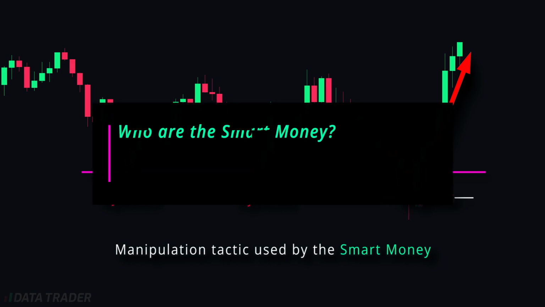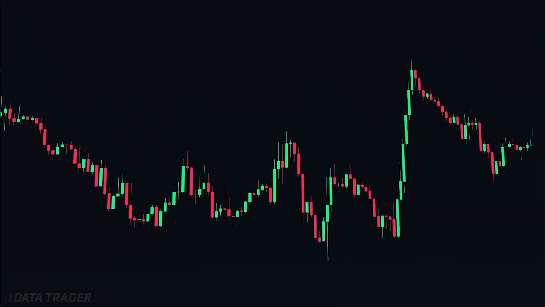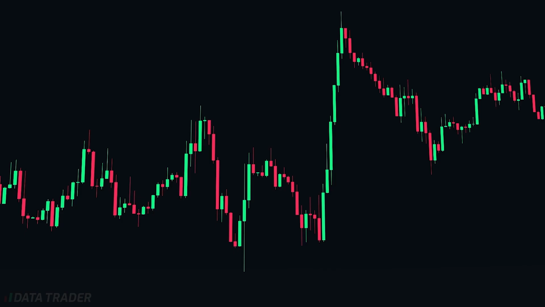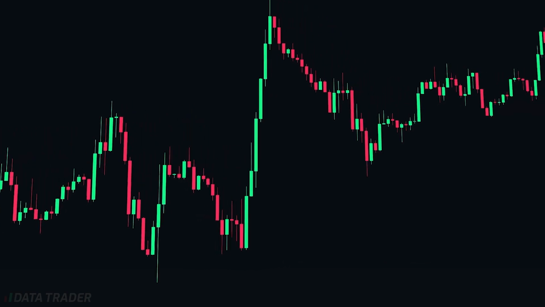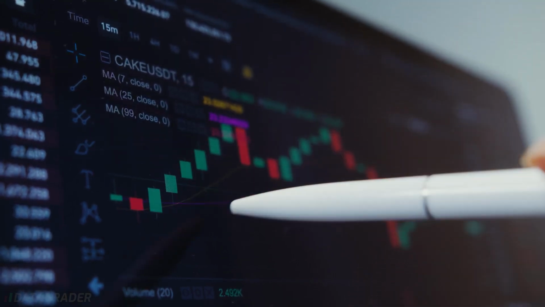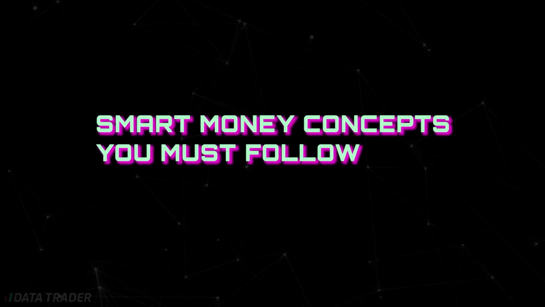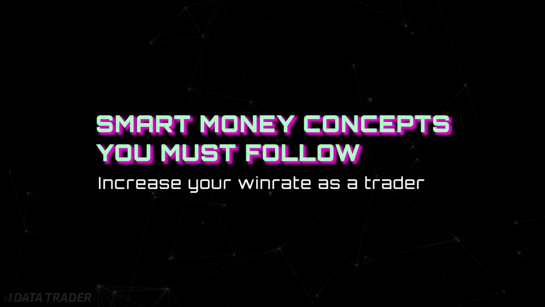And so, who are these smart money exactly? Smart money are actually investors that have large sums of money. Think of it like the big banks, institutions, or hedge funds. Because these investors have a large amount of capital to trade, they are actually the ones moving the market. Meaning, if we're able to somehow figure out their way of thinking, or even better, knowing what their trading strategy is, we can use it to our own advantage and make a profit. And so, with that being said, here are several smart money concepts that you must follow in order to increase your win rate as a trader.